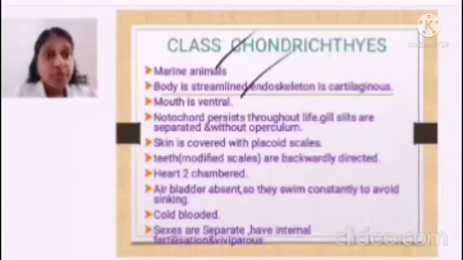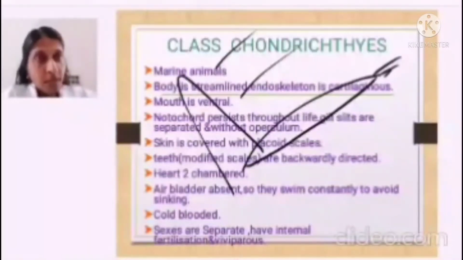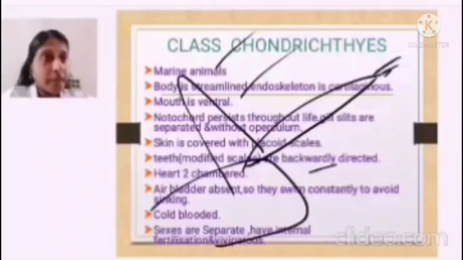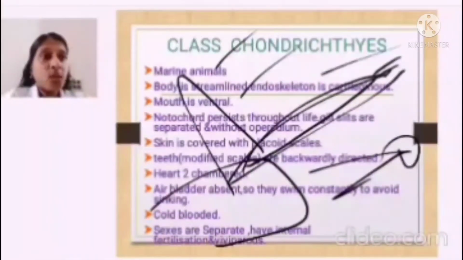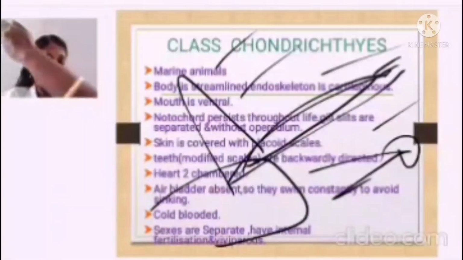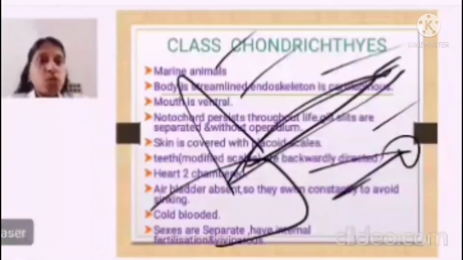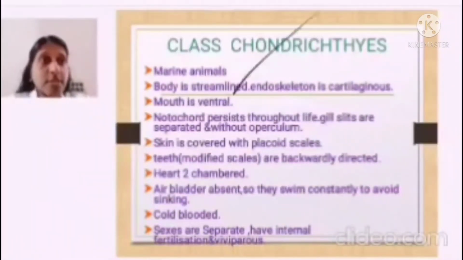Streamlined body. Streamlined means what? The ends will be tapering. Okay, tapering means it will be like this. It will not be like blunt. It will be like sharp. Okay, so this ends we call it as what? Streamlined, so that in the water they can easily pierce through. Just like that, they can pierce through water and get in. Okay, so mostly they are having what? Streamlined body. Okay, that is next characteristics.